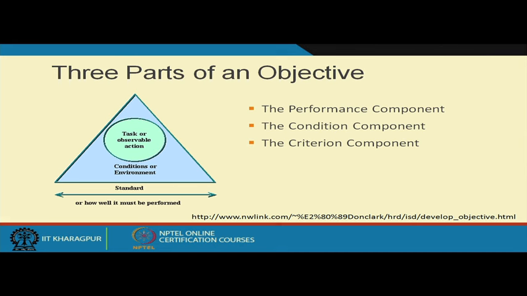The performance component is what the learner has to perform, what the learner has to do. Condition means under what condition they have to perform. So, that is the condition component. The criterion component is up to what level; that is the criterion component.